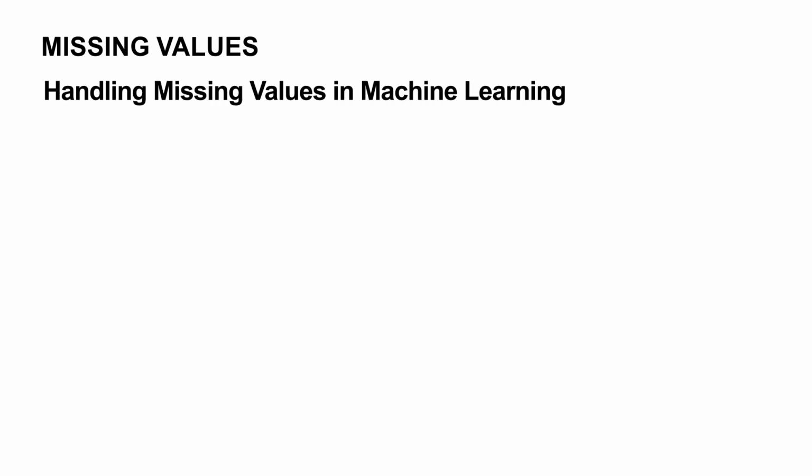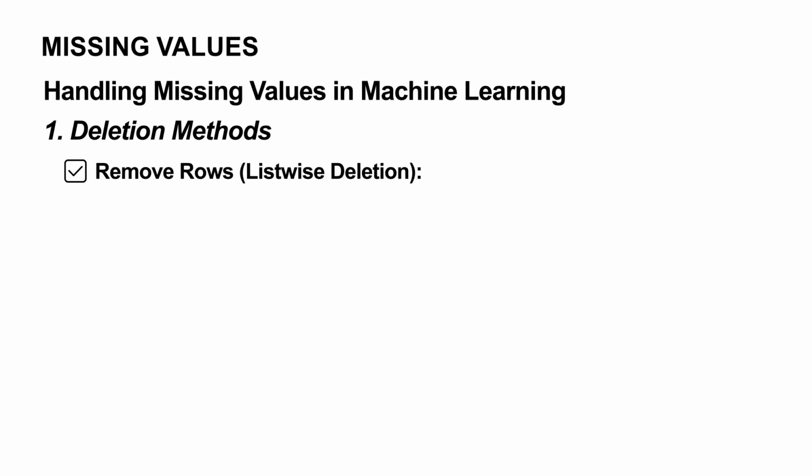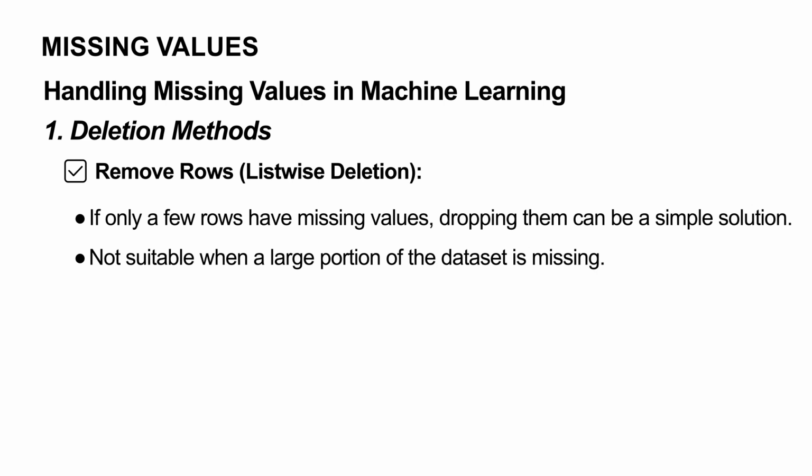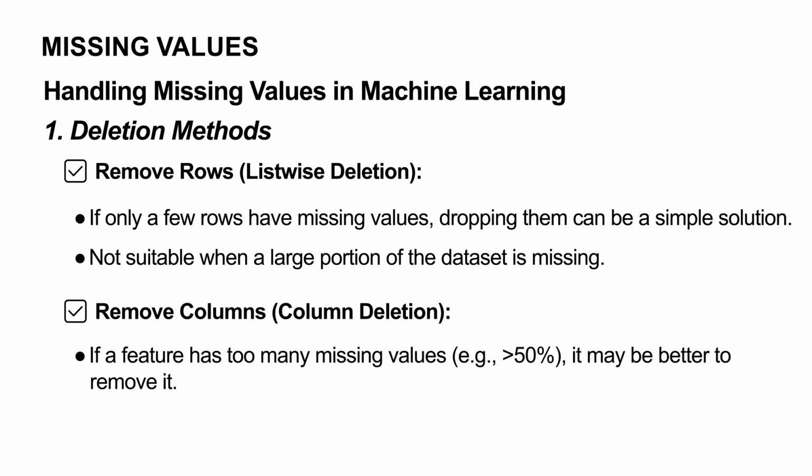Handling missing values in machine learning. There are different techniques to handle missing data, depending on the type and extent of missingness. 1. Deletion methods. Remove rows, listwise deletion: if only a few rows have missing values, dropping them can be a simple solution. Not suitable when a large portion of the dataset is missing. Remove columns, column deletion: if a feature has too many missing values, e.g., greater than 50%, it may be better to remove it. Risk of losing important information.